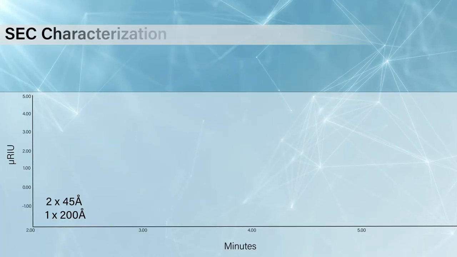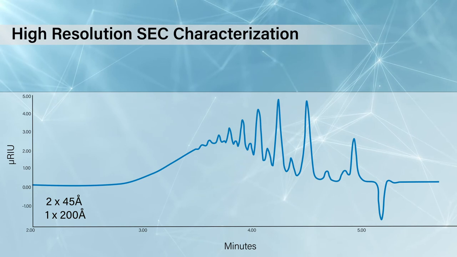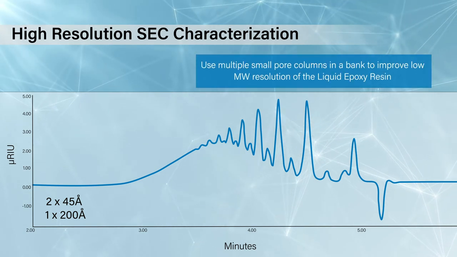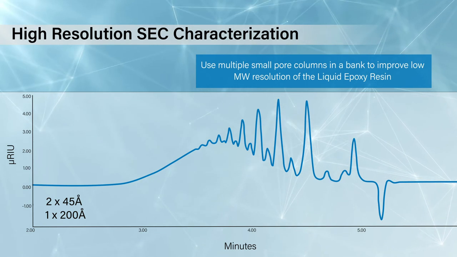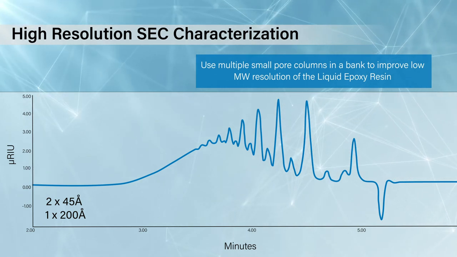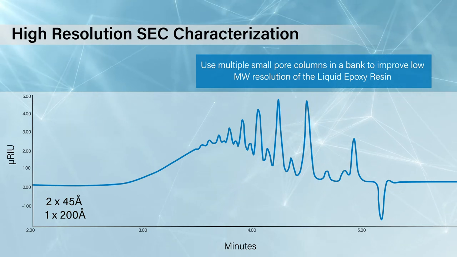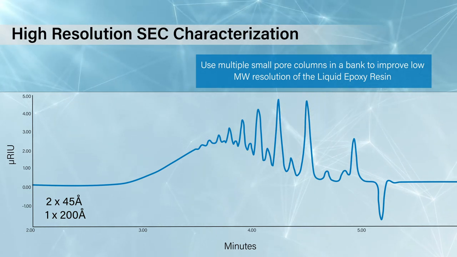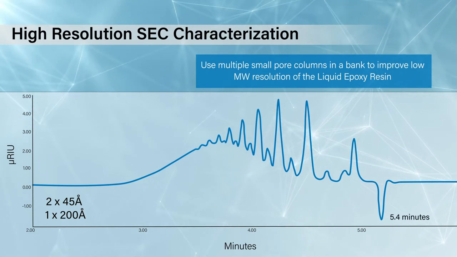Let's give a quick example of high resolution. This is one of the primary reasons to use the APC technology. This is where we've combined multiple small pore columns in a bank, which allows extremely high resolution of this low molecular weight liquid epoxy resin. So you can see excellent resolution all within 5.5 minutes.